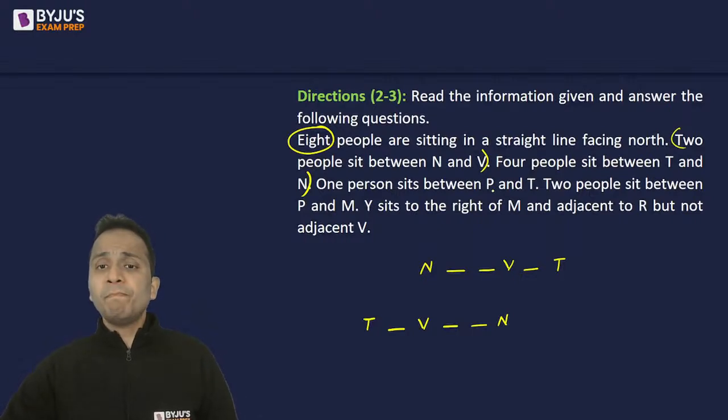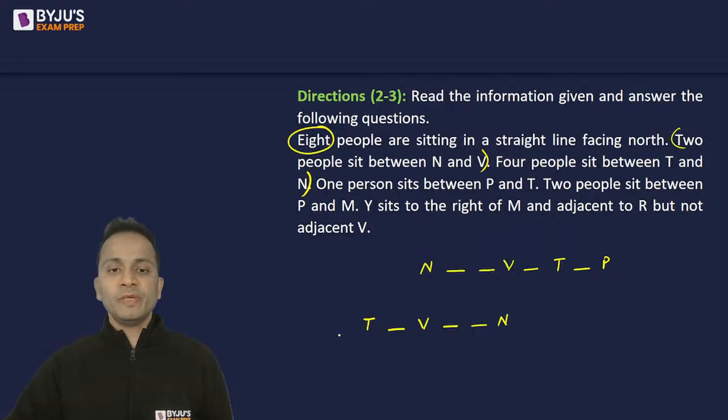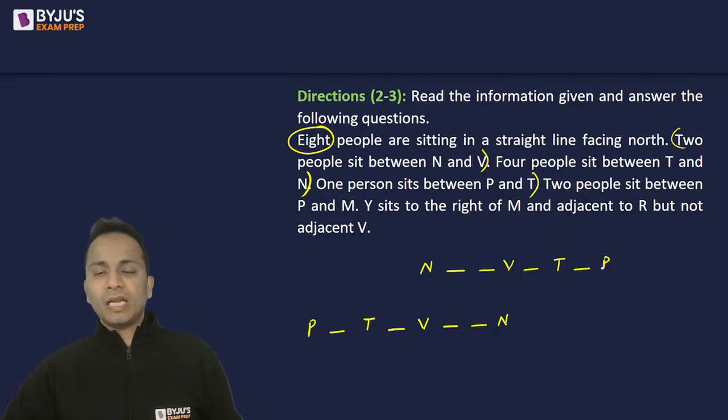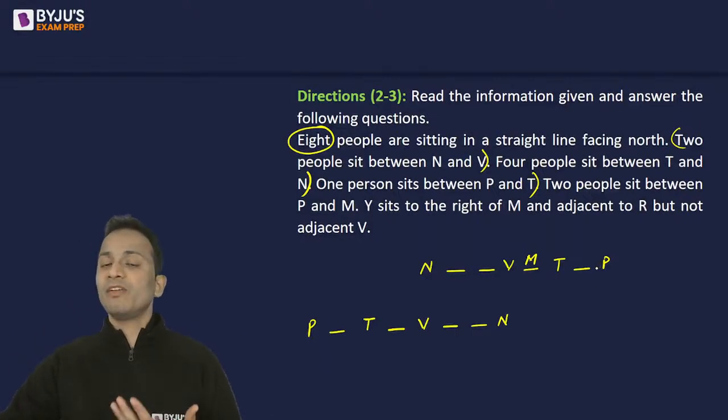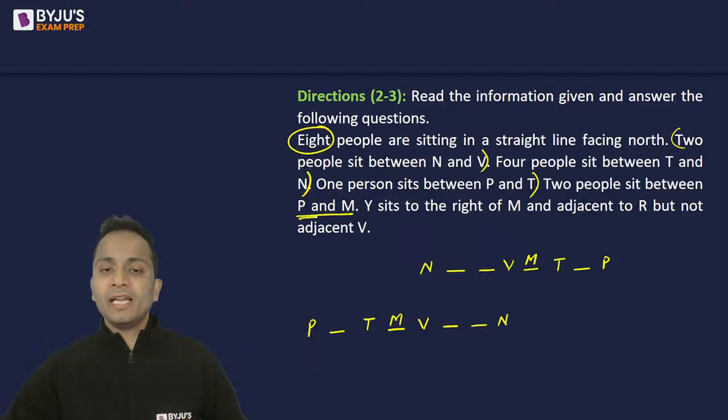One person sits between P and T. So P has to be on the right hand side of T in the first arrangement, and in the second arrangement, it will be at this place. Next, two people sit between P and M. Now, in the first case, M will be here. M cannot be on the right hand side of P, otherwise there will be more number of people. And in the second case, M will come at this place. Two people sit between P and M.